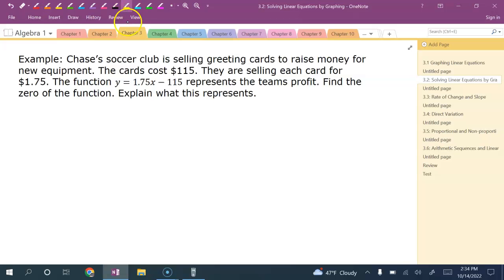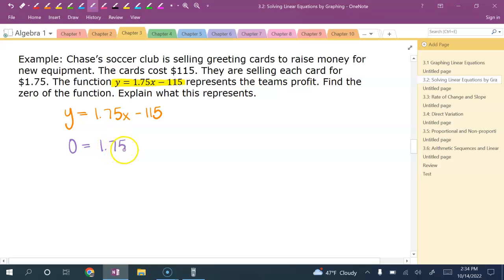The big important piece of information here is this equation, because that's representing the situation here. Now they just took that information that they gave you, the card cost and how much they're selling each one for, and they put it into an equation for you already. So they did a lot of the hard work for you. I would take that equation, y equals 1.75x minus 115, and I would replace the y with a 0. And then what we're going to do is solve for x.